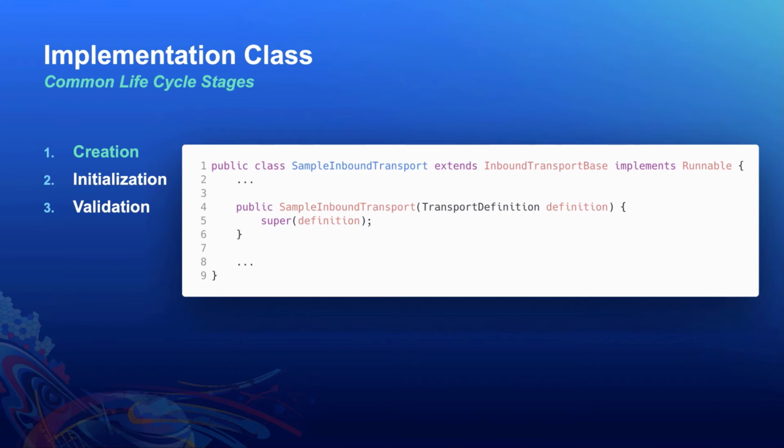The implementation class is where all of your application logic exists. There are 3 lifecycle stages that are common amongst all implementation classes: the creation stage, the initialization stage, and the validation stage. In the creation stage, you will need to extend the base class, as this will provide you with access to out-of-the-box functionality. Now, when this class is instantiated by your service class, it will receive the definition and pass it to the base class constructor.